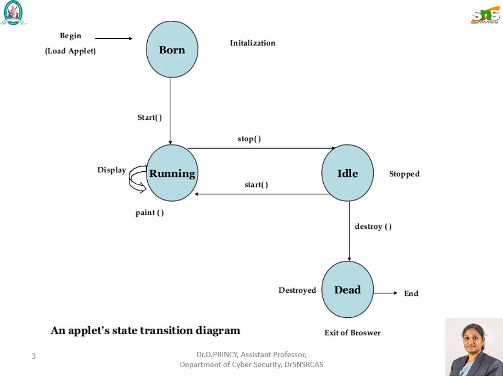When we stop the execution of the applet, it goes to the idle state. If you want to come back to the running state, we can call the start method again. So this is the circular loop. When we call the stop method, it goes to the idle state. When we call the start method, it goes to the running state. When we call the destroy method, it goes to the dead state or destroyed state. That is the end of the applet life.